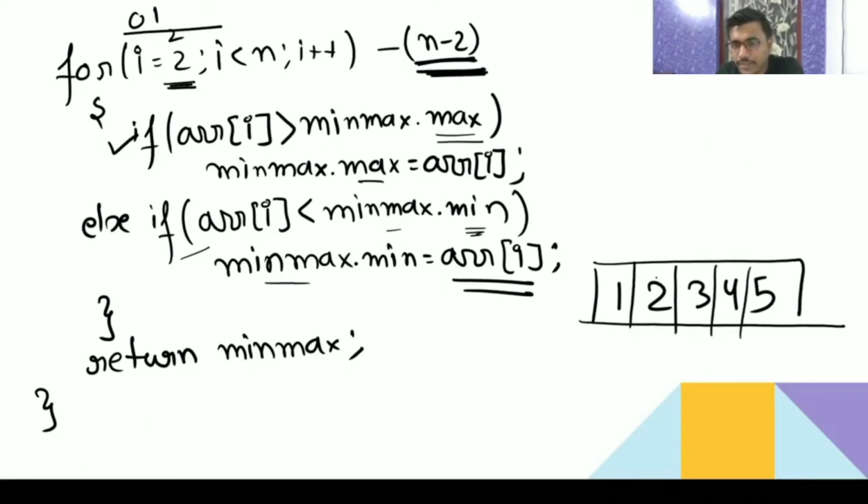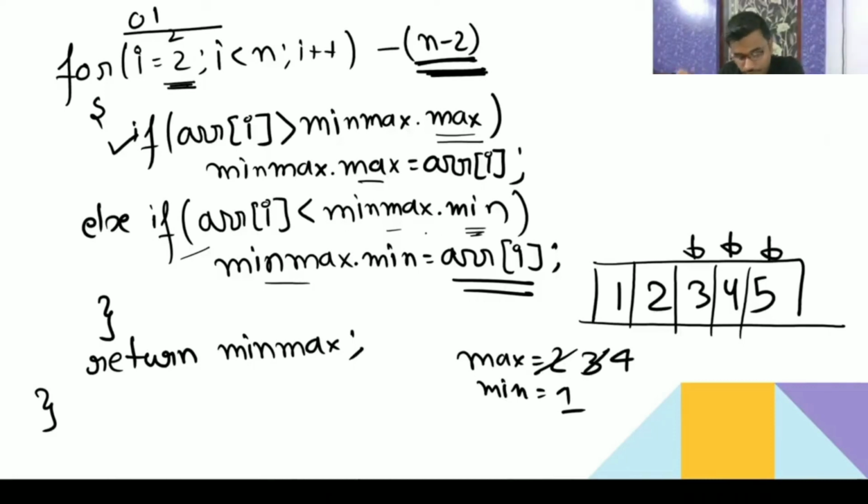You compare the first two elements, and max is going to be 2 and min is going to be 1. Then you start from index 2. You check if array of 2 is greater than max. Yes, it is greater, 3. Done, so no need to go to the min comparison. So we can reduce the number of comparisons. Then the index increases by 1. Is array of 3, that is 4, greater than max? Yes. So this comparison I am not doing. Then 5 is greater than max, so max becomes 5. Again, no need to go to the min check.